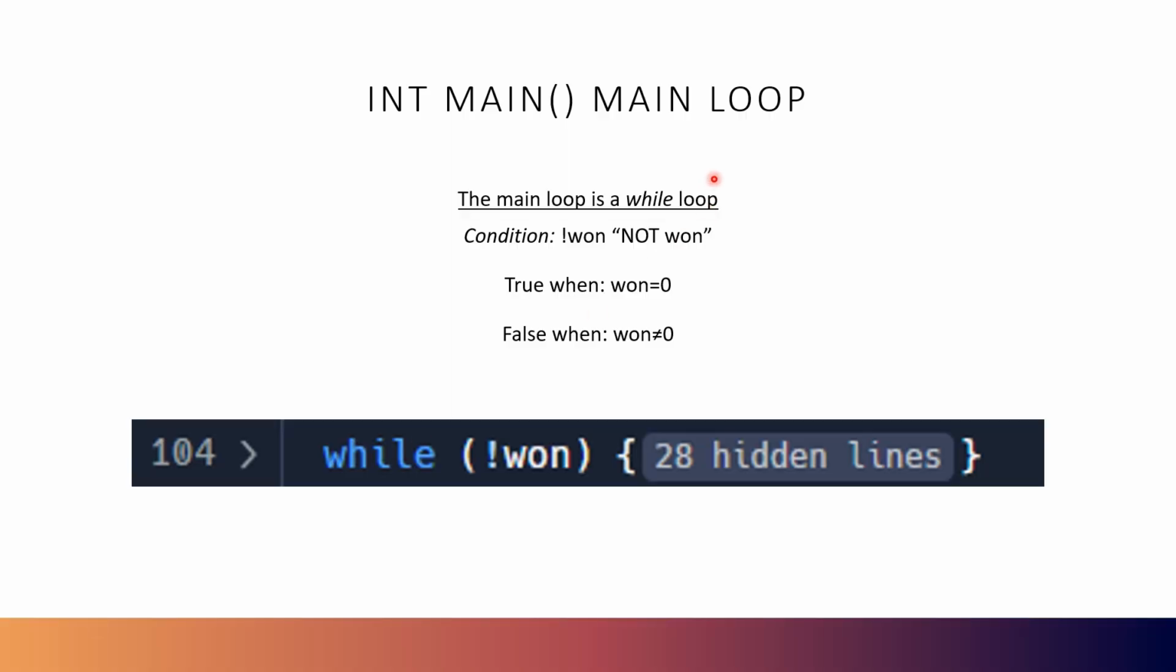The main loop is a while loop. This loop allows the code within it to be executed repeatedly based on a given condition. In this case, the condition used is not win. The logical not operator inverts the truth value of its operand, meaning that it's going to return true if the operand is false. So, the condition not win will evaluate to true since win is set to 0, and this will allow the loop to continue to iterate.